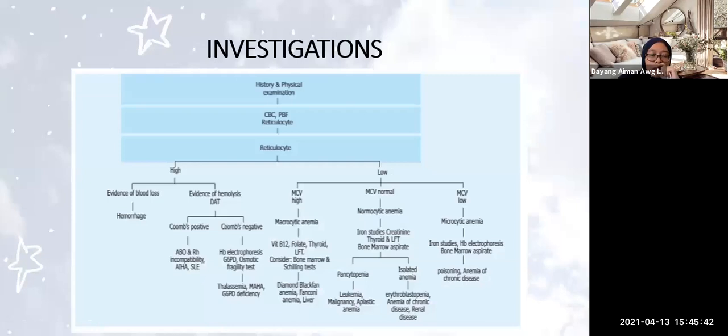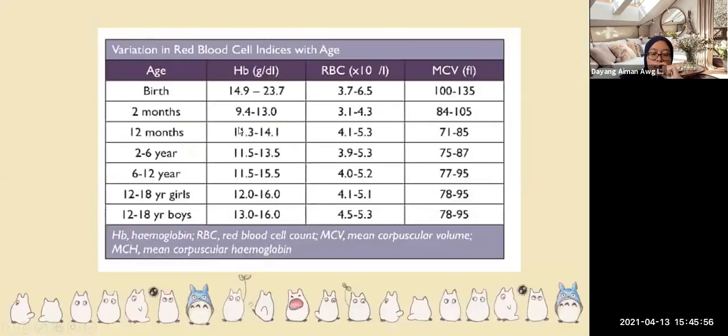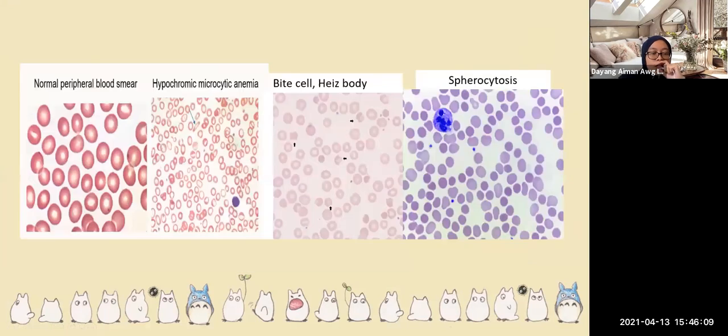So after that, we can proceed with investigation. So the most important investigation is we have to do the FBC and also the full blood picture. So in FBC, we need to look for the Mentzer index to differentiate whether the patient is having IDA or thalassemia. So this is the Hb level according to the age. And this is the full blood picture that can help us to look whether the patient is having hypochromic microcytic anemia, which can indicate thalassemia or IDA, presence of white cells or antibodies in the Coombs test, and also spherocytes.